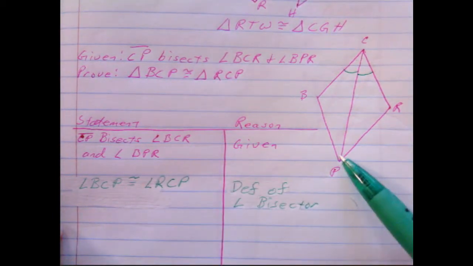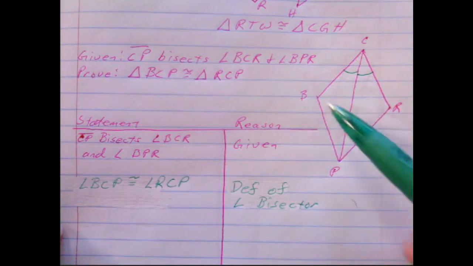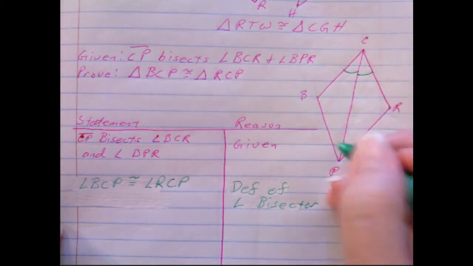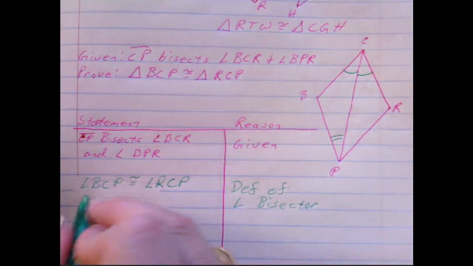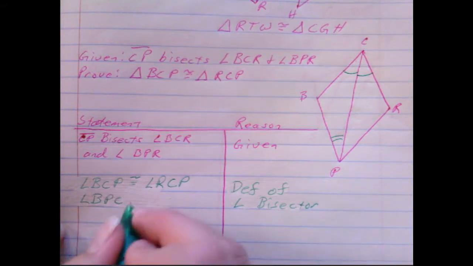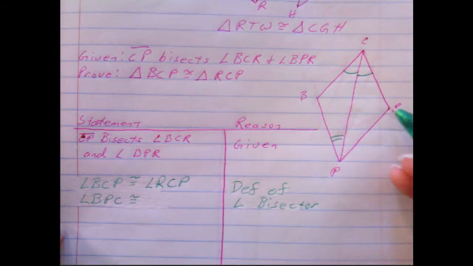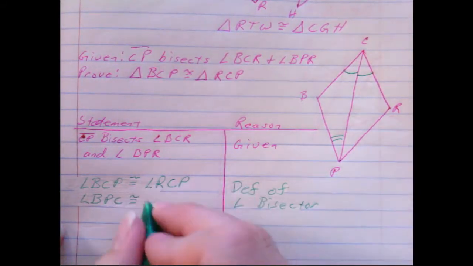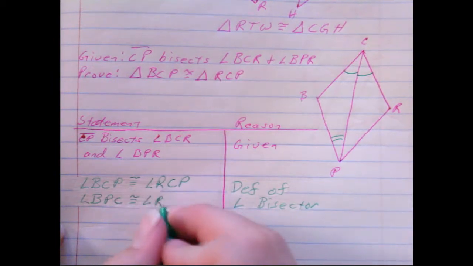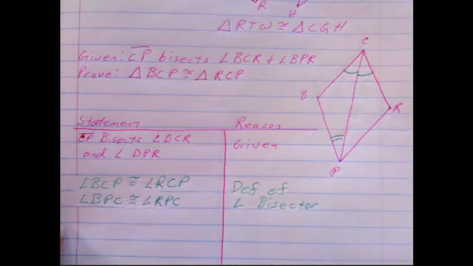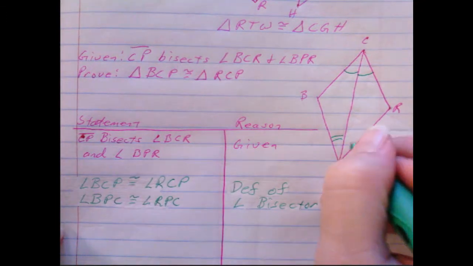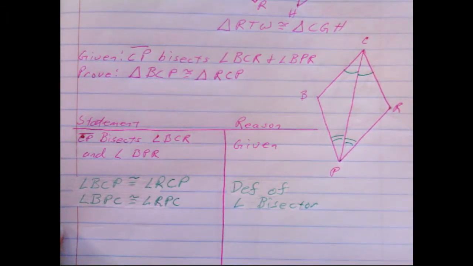and then we also know the bottom ones are bisected as well, so we have BPC, which is right here, so angle BPC is congruent to angle RPC. Okay, and I'll go ahead and mark that over here as well. So we have those done.